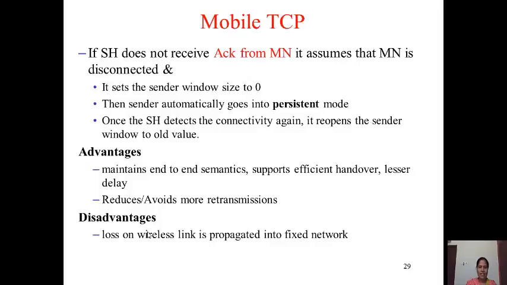What is the disadvantage? We said end-to-end semantics is maintained, so the mobile node and the correspondent node get to know what is happening on both sides. Naturally, whenever there is any loss in the wireless link, it will be propagated into the fixed part of the network also. This is the drawback which we did not experience in the previous methodologies. Since the semantics are maintained, whenever there is a loss in the wireless part, it will be propagated into the wired part of the network.